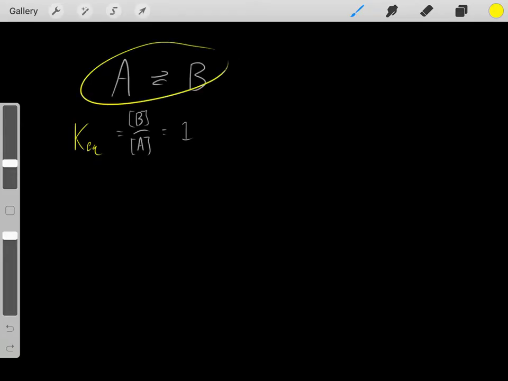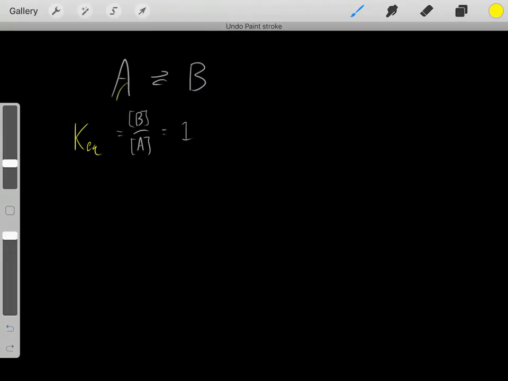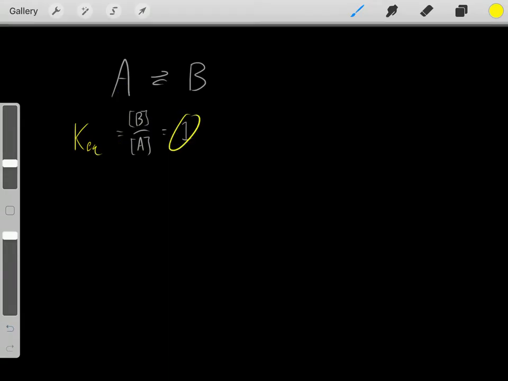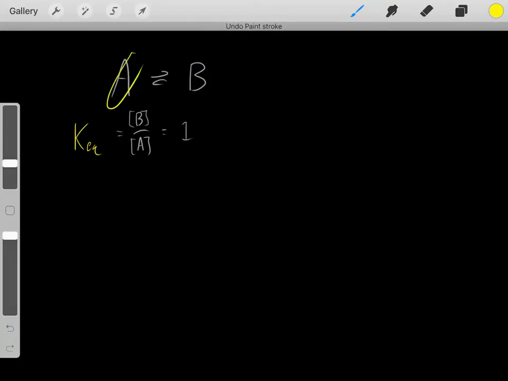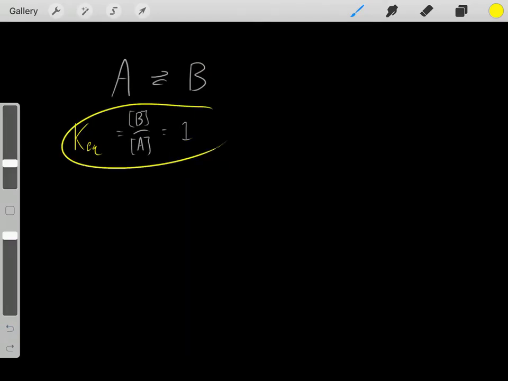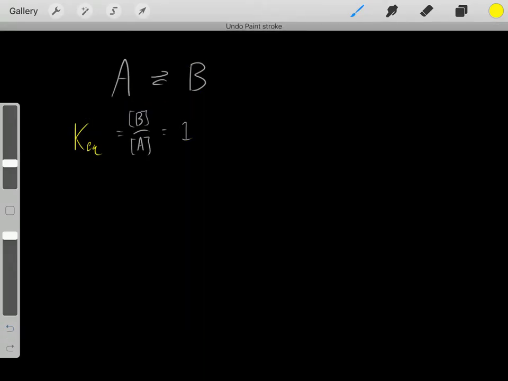So we know this reaction reacts, and once they reach equilibrium concentrations, we plug them into this K equation, and we would get 1. So what does that tell us? That tells us at equilibrium, there's the same amount of B and A. So we know at equilibrium we have even amounts of A and B, so that's why this ratio turns to 1. That's what this K of 1 tells us about this reaction.